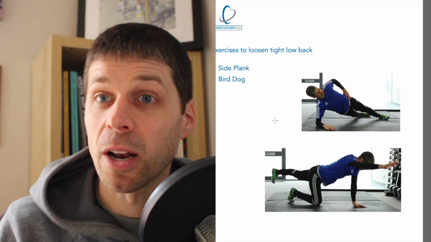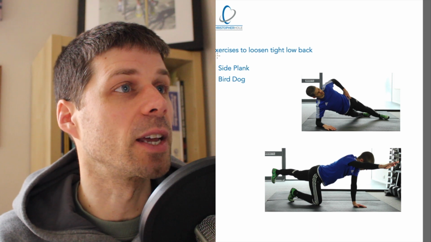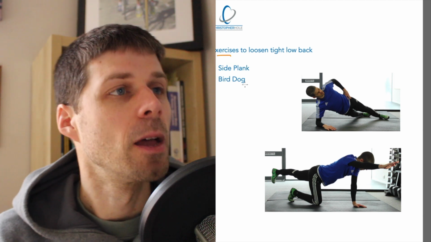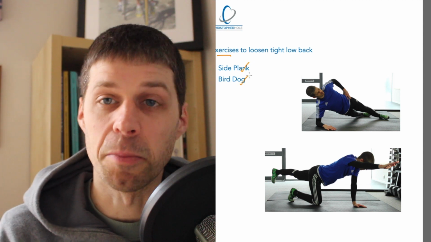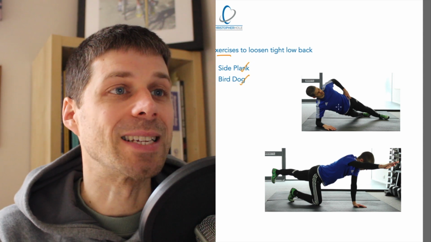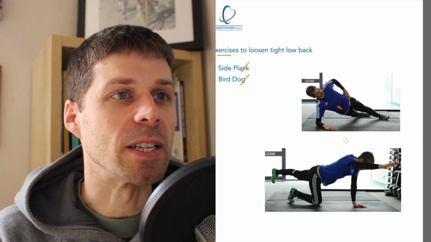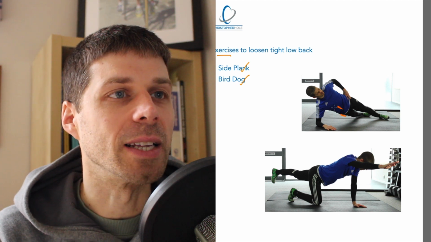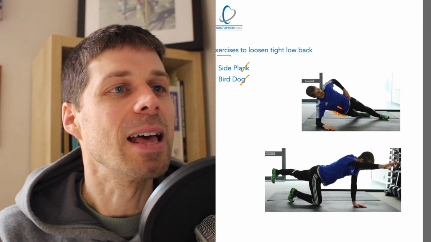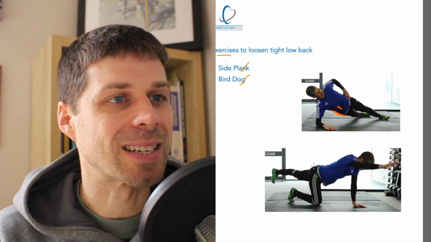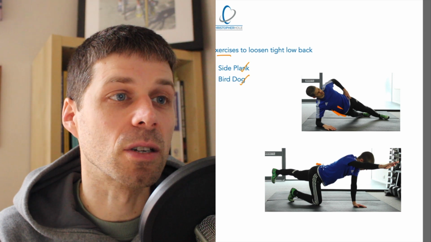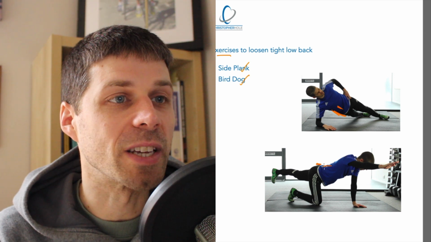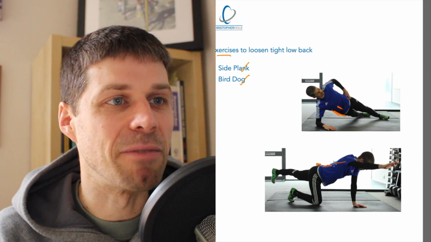In order to stabilize the area, we need to start using some exercises. So we've got core exercises like the side plank and the bird dog. The side plank is going to get the QL, the glute medius, and the obliques. Then we look at the bird dog, which is going to get glute max on this side and the spinal erectors on this side. You can get lats involved as well.